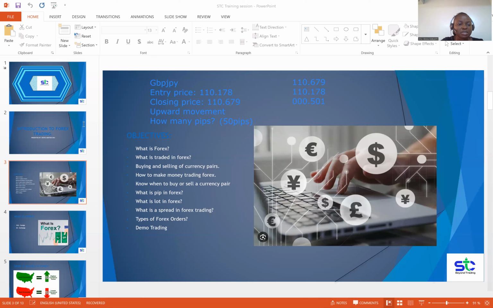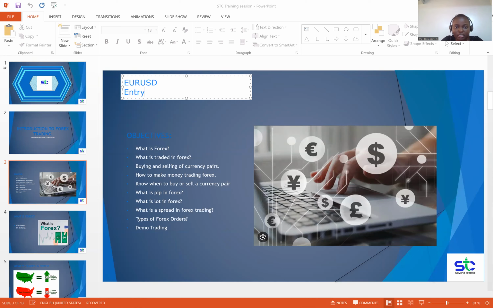Now let's pick another scenario. I'm going to clean this, and then we'll use a different currency pair. So let's use Euro USD, and let's say our entry price, that's the price we entered the market, was around 1 point.